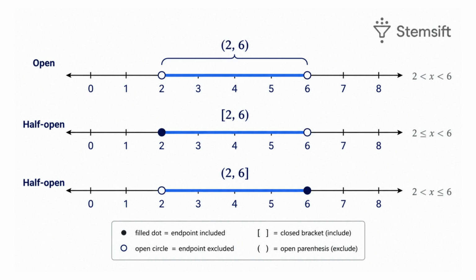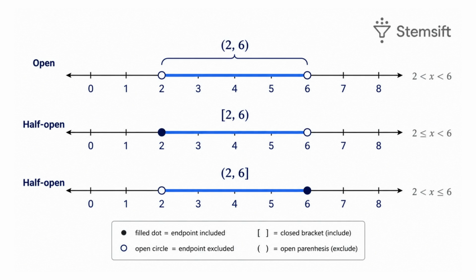The middle one is a mix. Square bracket on the left, parenthesis on the right. [2, 6). That means 2 is included, but 6 is not. Solid dot at 2, hollow circle at 6. The inequality is 2 ≤ x < 6. Less than or equal to on the left, strictly less than on the right. The bottom one flips it. (2, 6]. Open on the left, closed on the right. So 2 is excluded, 6 is included. The inequality is 2 < x ≤ 6.